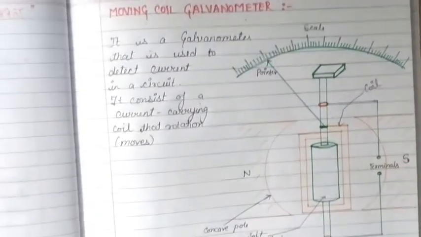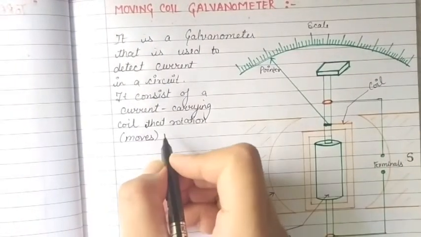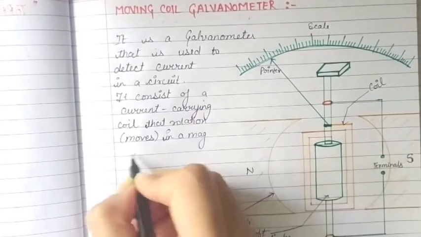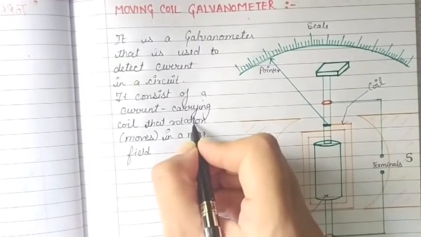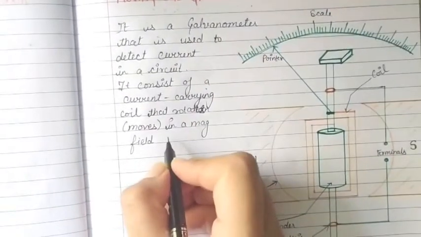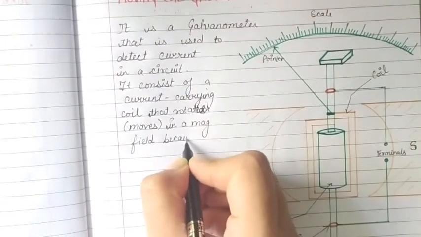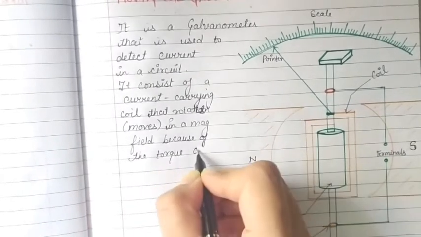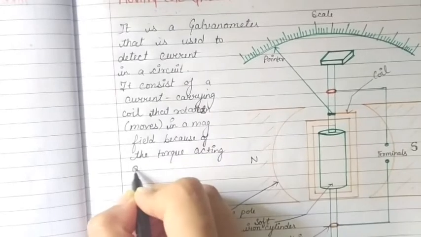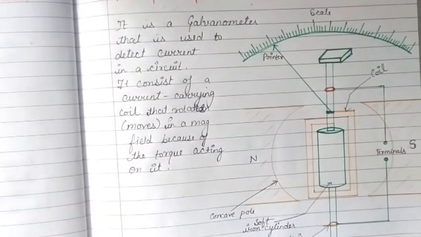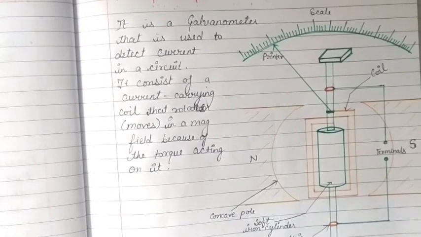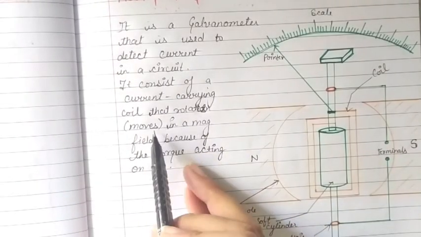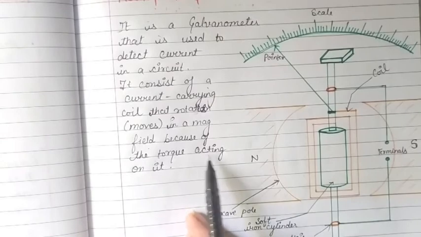Okay, but basically it is a rotation that rotates in a magnetic field, it rotates in a magnetic field because of the torque acting on it. All right, so moving coil galvanometer is actually a galvanometer that is used to detect a current in a circuit, and it consists of a current carrying coil that rotates or moves in a magnetic field because of the torque acting on it.